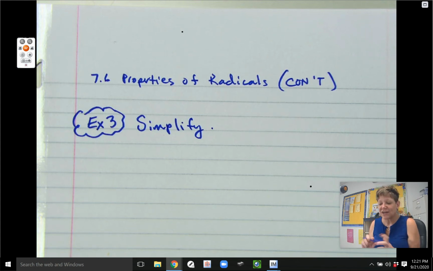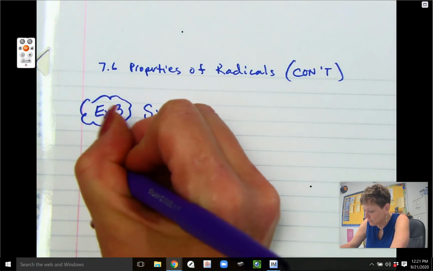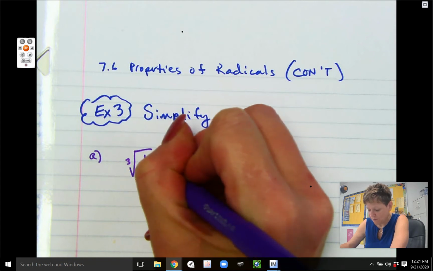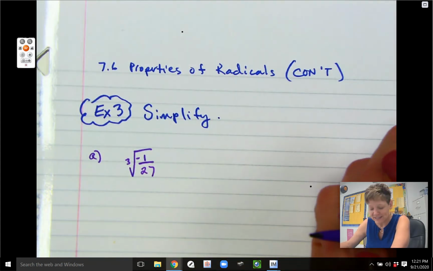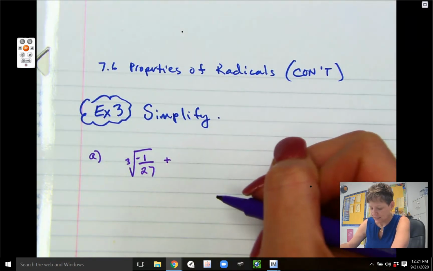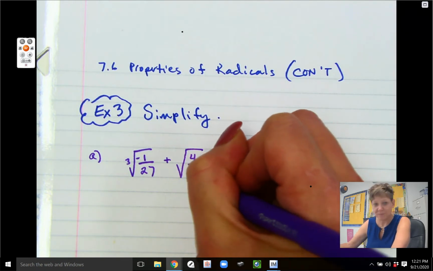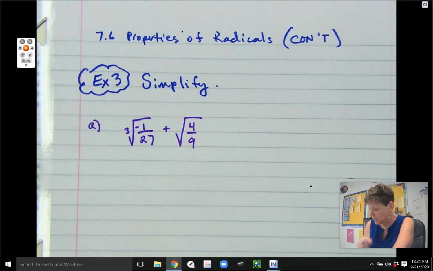Welcome back. We are going to continue where we left off on 7.6, properties of radicals, example number 3. For this first example, part A, we are going to have the cube root of negative 1 over 27, plus the square root of 4/9. So we are asked to add those two.